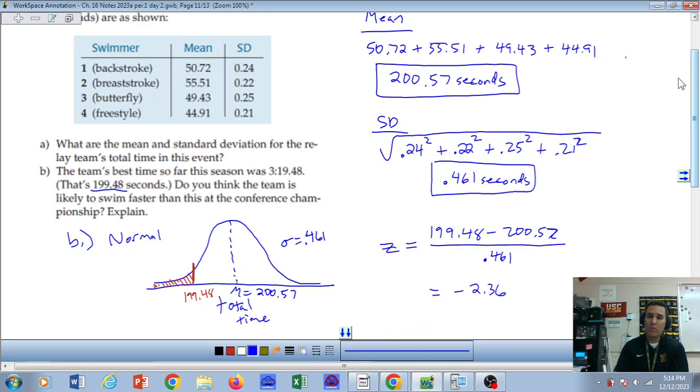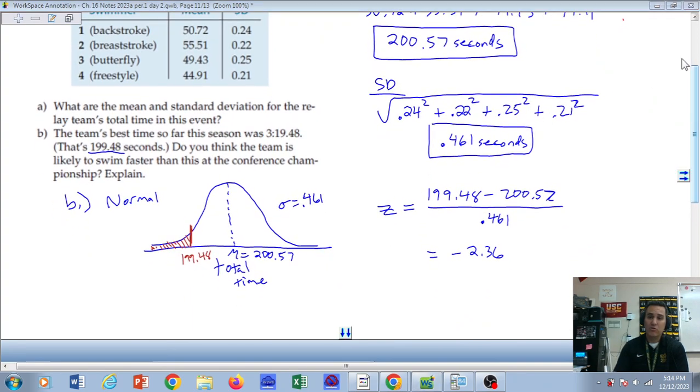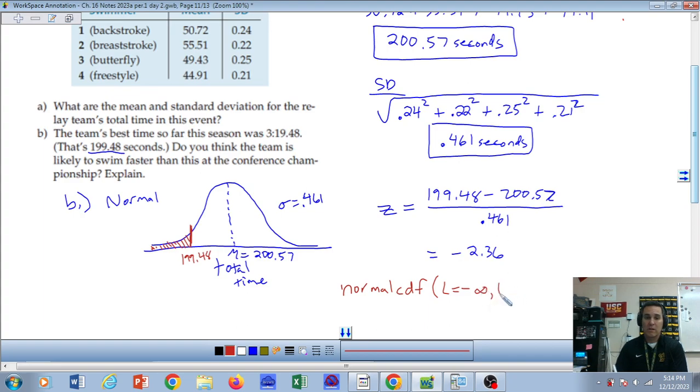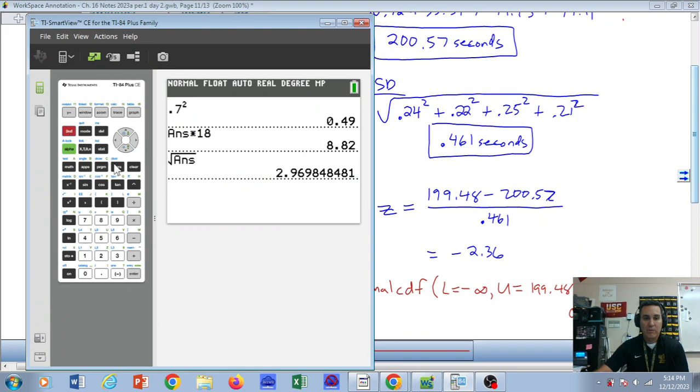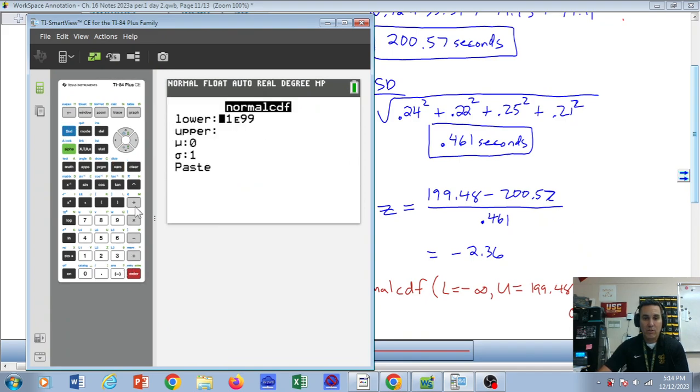If anyone wants to do a normal model justification using probabilities, you could also pull out your calculator and do your normal CDF if you wanted to. So I'll do this one in red, but you could totally have done it. The lower boundary, remember, is 0 or negative infinity. It doesn't really matter on this one. The upper boundary was that 199.48. Your mean was 200.57, and your standard deviation was 0.461. So you can do it with the calculator. Remember, second distribution, normal CDF, we're going to go from negative infinity, which is already there, to 199.48, then your mean was 200.57, and your standard deviation was 0.461.